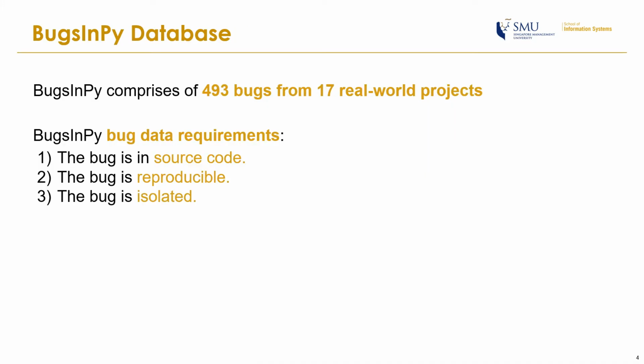BugsInPy comprises 493 bugs from 17 real-world projects, making it the largest Python bug dataset to date. There are several requirements for bugs in BugsInPy. The bugs are in source code, reproducible, and isolated.